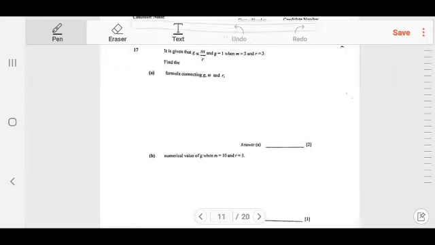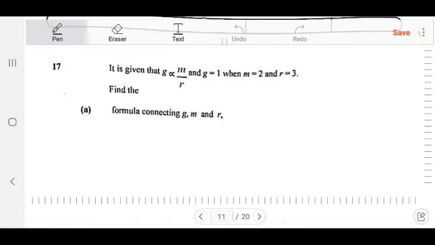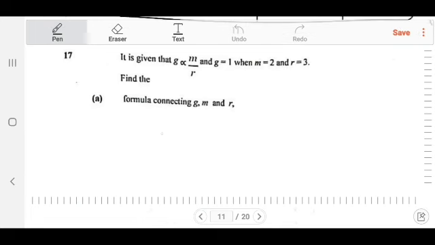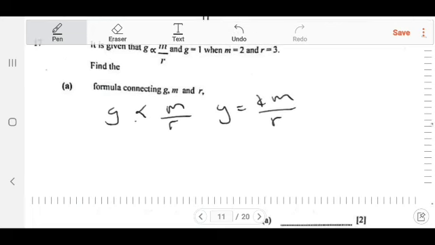Okay. Then number 17. It is given that G is directly proportional to M over R, and G equals 1 when M equals 2 and R equals 3. Find the formula for calculating G, M and R. So G is directly proportional to M over R. You can remove that sign by saying G equals K M over R. Then we substitute G, which is 1, equals K, M is 2, R is 3.